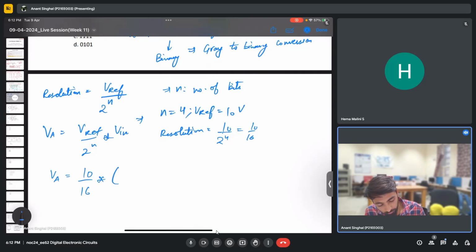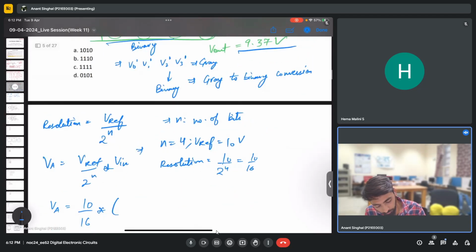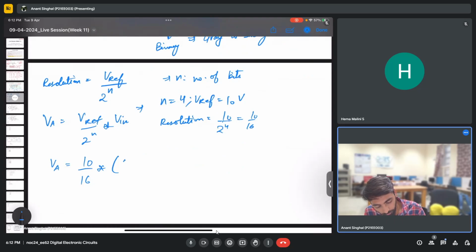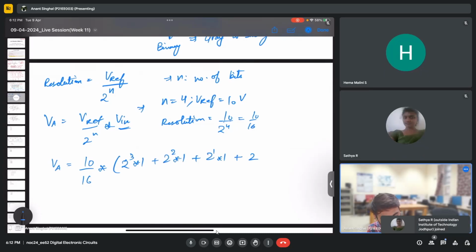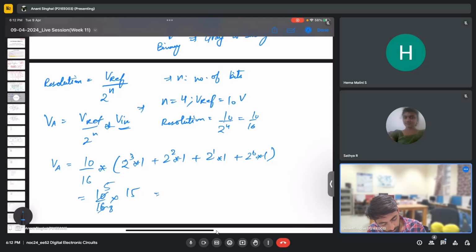Since V out is given as 9.37, we'll similarly calculate this by considering all the bits as 1. So this is 2 raised to power 3 into 1, plus 2 raised to power 2 into 1, plus 2 raised to power 1 into 1, and last we have 2 raised to power 0 into 1. This will give me 10 by 16 times 15, which will be 75 by 8, and that will be 9.37, which is also given as V out.